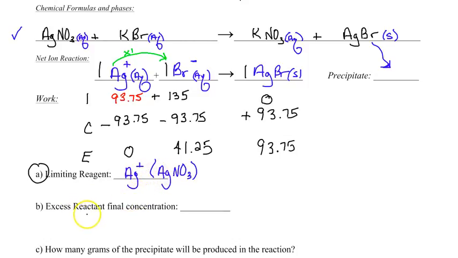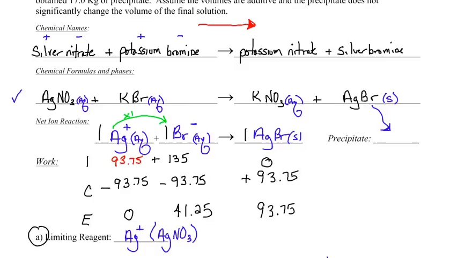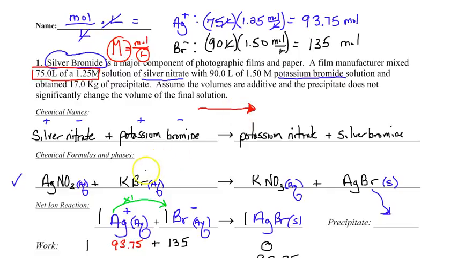Now the question is, what's the excess reactant's final concentration? Well, we know that the excess chemical is the bromide ion, and we know that we used some of it up, but we have some excess. So what we have here is 41.25 moles of bromide ion not being used. Now they said final concentration. Okay, don't get lost in the sauce here. We started with bromide ion, potassium bromide, that's where it came from, with a 1.50 molarity and 90 liters. Okay, that's how we've gotten the 135 initial moles.